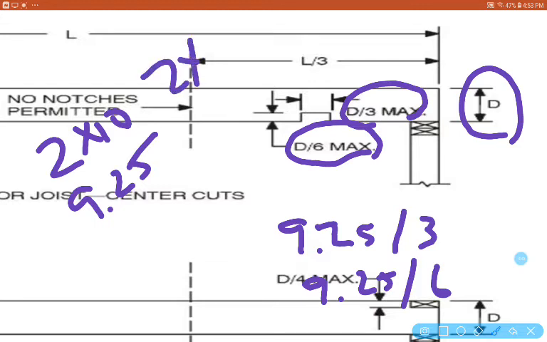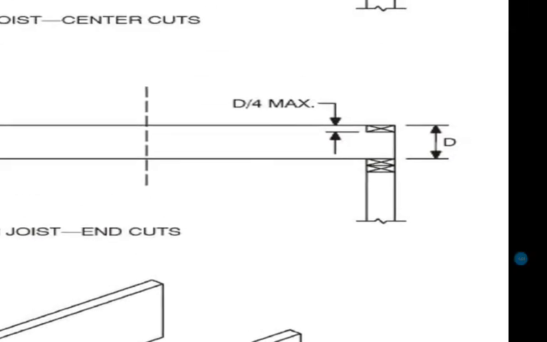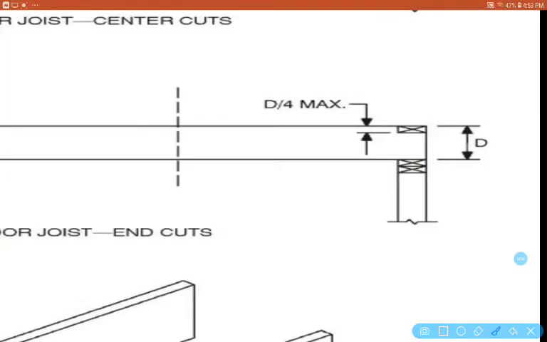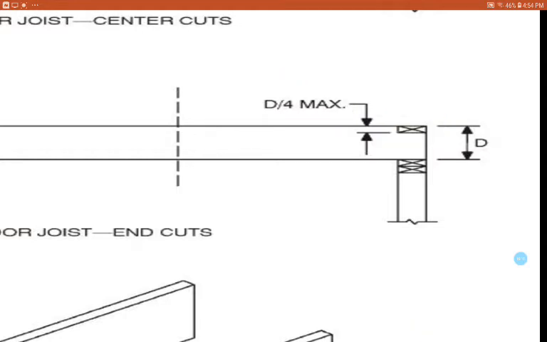Now, naturally speaking, a 2 by 12 would be bigger. That would be 11.25. So divided by 3 and divided by 6 would give you the size for that. Okay, hopefully that makes sense. It's pretty straightforward, but make sure you understand that because it's important. The only difference is if it's an end notch, it does change a little bit. An end notch means it's on the very end of the board, and it's D divided by 4 in this case.